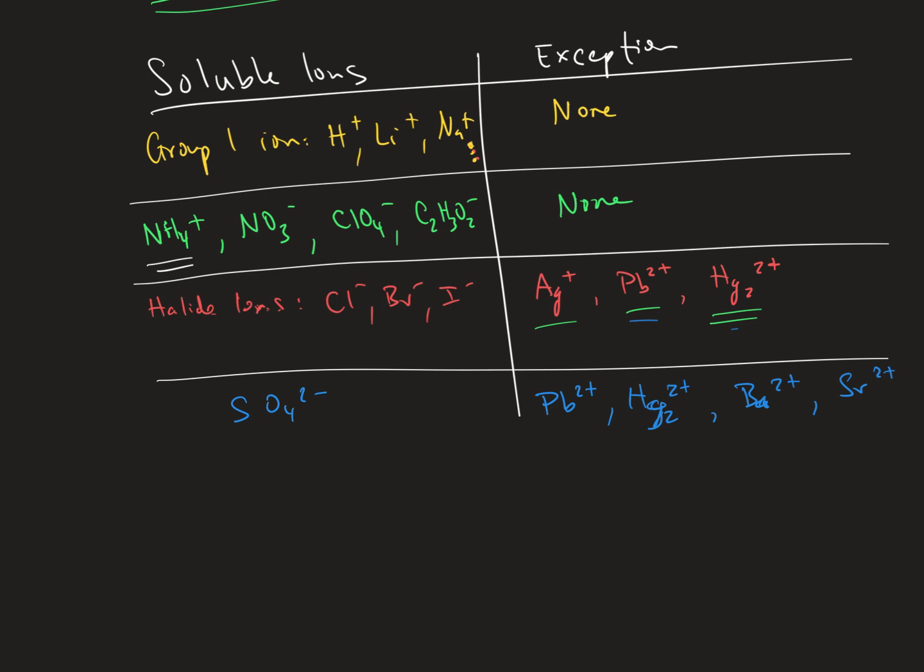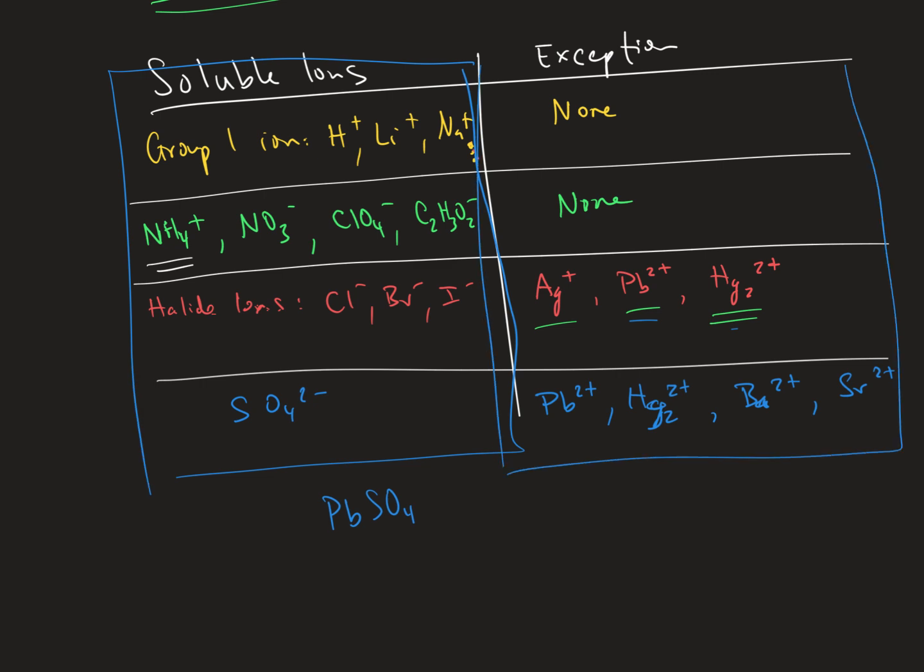Now I can give you another list to say which ones are insoluble. Let's keep it simple here. If we have a compound, for example, lead 2 sulfate, is that soluble or insoluble? Insoluble. These guys are soluble unless bonded with these ones.